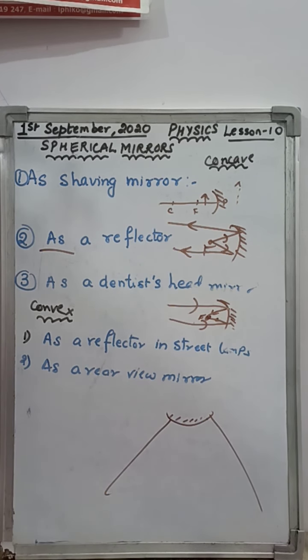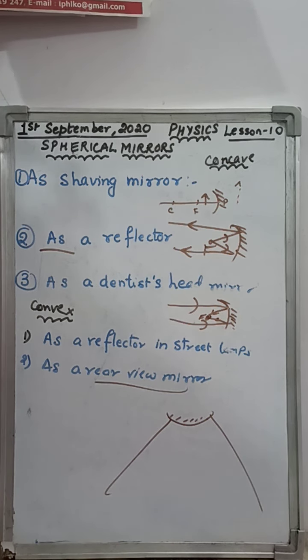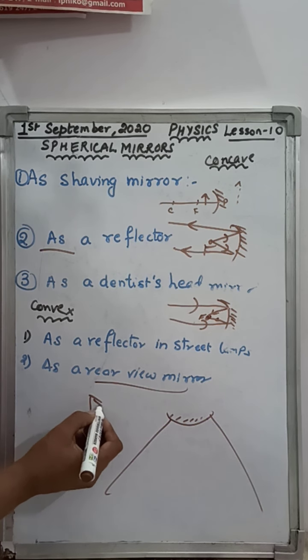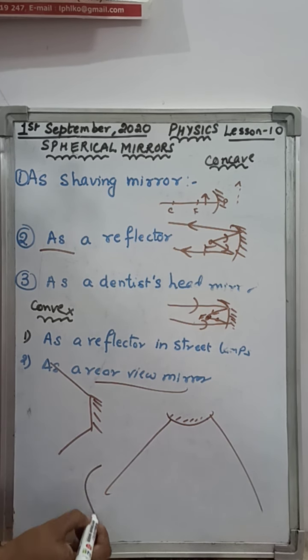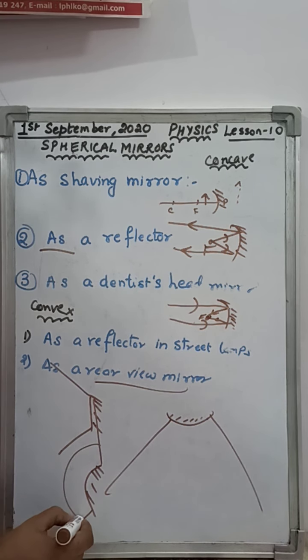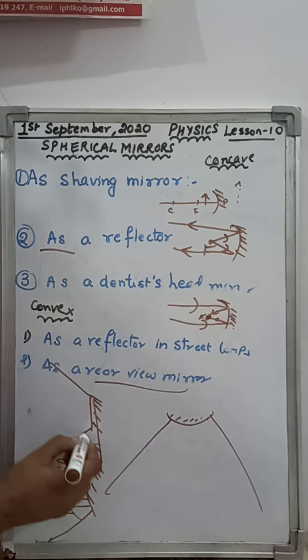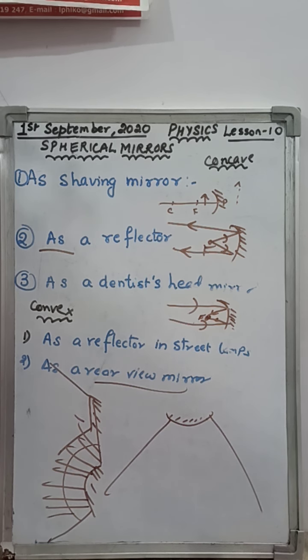Rear view mirror. You must have seen that on the driver's side there is a rear view mirror. It forms a virtual, small, erect image when the object is between the pole and the focus. If we use a plane mirror, the range of the image is this much for the driver. But if we use the convex mirror, the range increases. This much area can be easily visible in the rear view mirror. That's why the convex mirror is used.